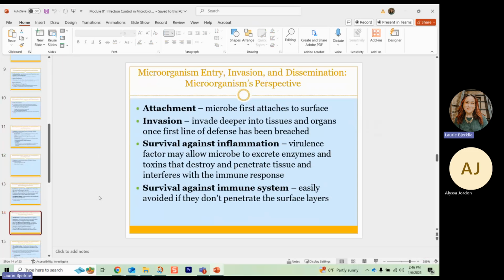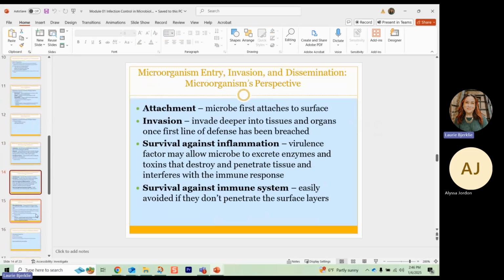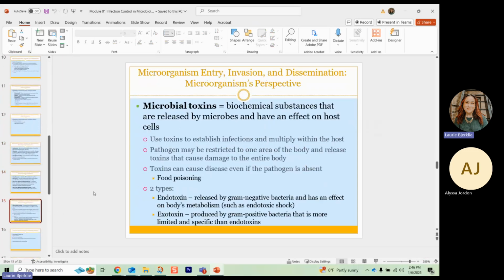All right, so as they invade, they will attach, invade, survive against your immune system, essentially. So we've already discussed all that. That's kind of general info. Again, as I said, they have virulence factors. Some of that might be toxins they can produce. So those are different substances that they release and that they definitely will have an effect on us host cells.